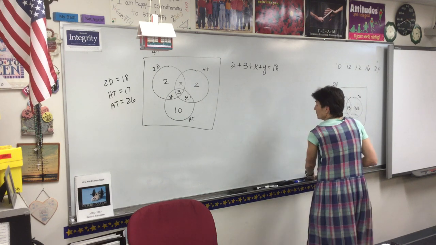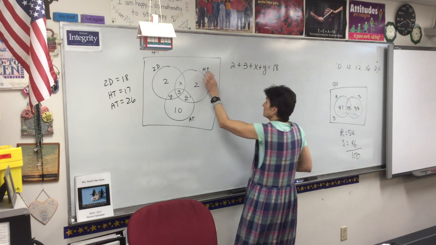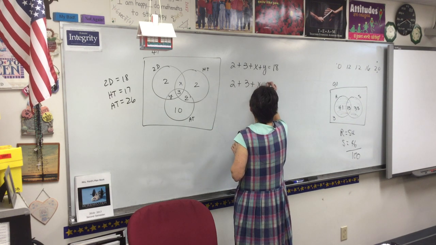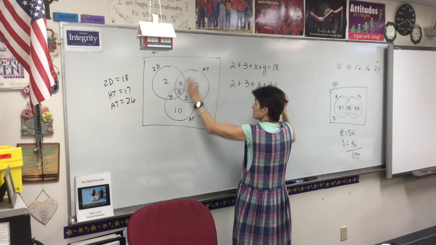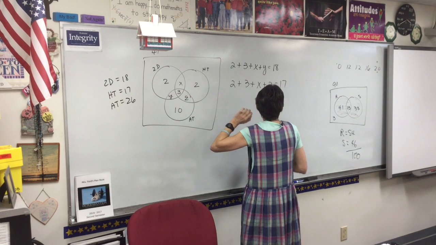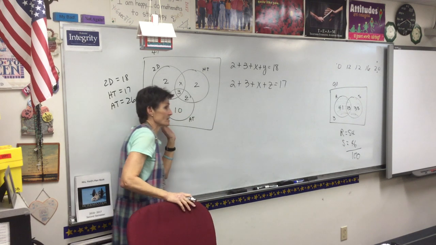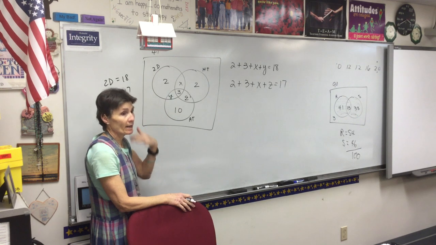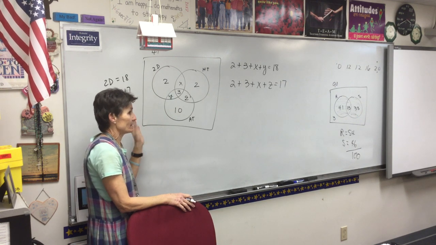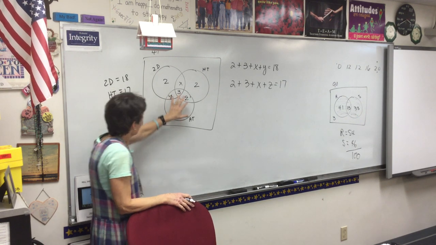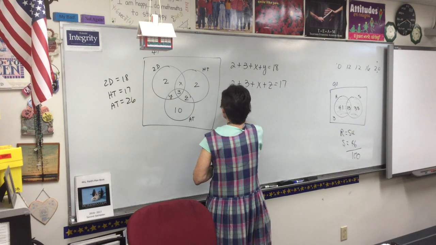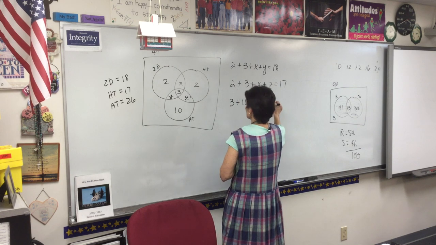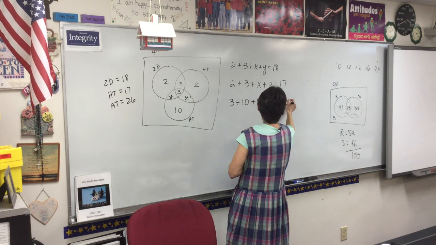What's the equation for the hard top ball? 2 plus 3 plus x plus z for this one would be 17. And by the way, you can do these equations in any order. I'm trying to always do them the same way for consistency, but it really doesn't make any difference. All right, what's the other one, the automatic transmission one? 3 plus 10 plus y plus z is 26.